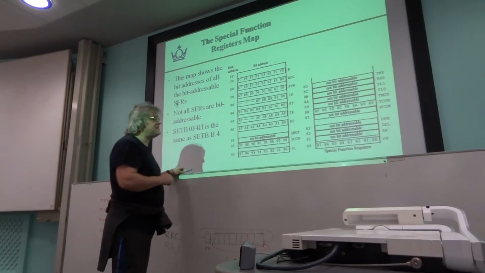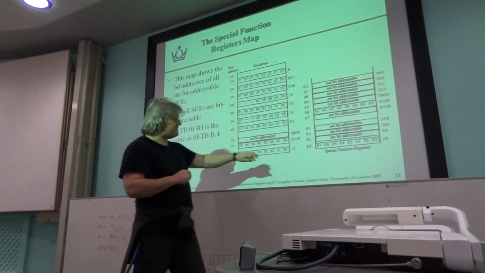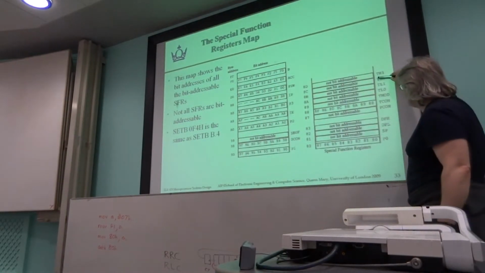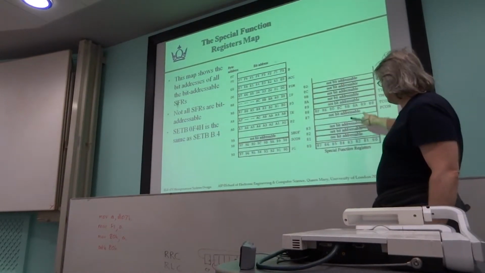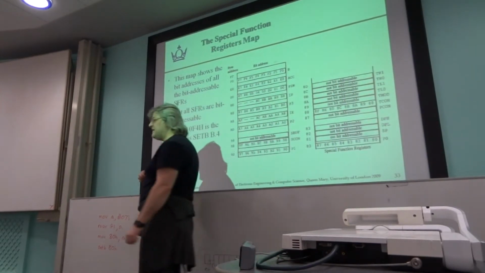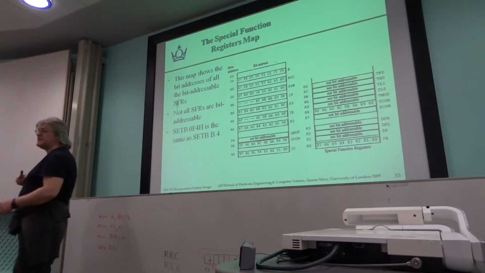And you've seen this slide before, or this bit of it before. This is showing you, over here, the names of the special function registers. And if you see a number in here, that's the bit address of that particular bit in that register, if you wanted to manipulate that individual bit.